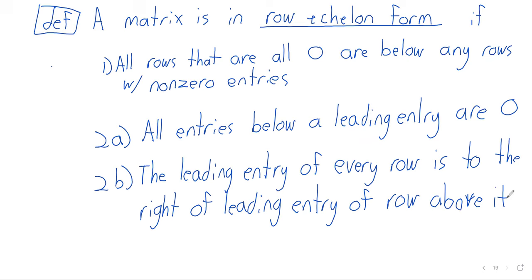2A and 2B are logically equivalent. If you satisfy one of those, you satisfy both of those. So it's really only two conditions. The textbook phrases it as three. There are situations where it will be more helpful to think of 2A or to think of 2B, but again, they're the same condition rephrased in different ways.